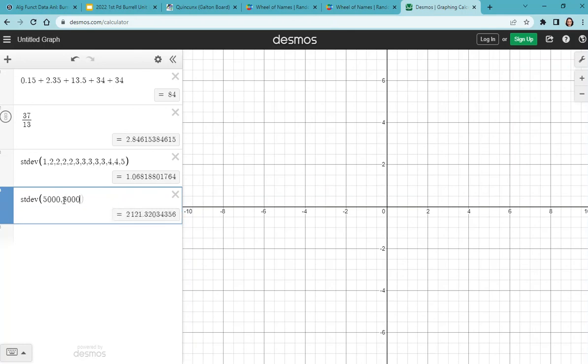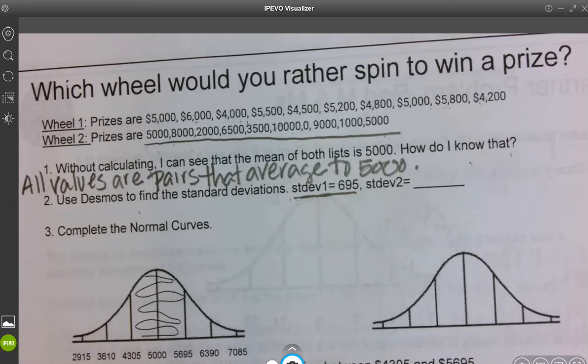Don't put commas in your thousands because that will confuse them. So you're going to type 5000 with no comma in it, and then you need a comma. Actually, it's going to look like this. Say 5000, 8000, no commas in the thousands, just a comma in between them. Otherwise, Desmos gets confused about what number that is. I do need you all practicing this so you'll be ready on your project to find standard deviations.